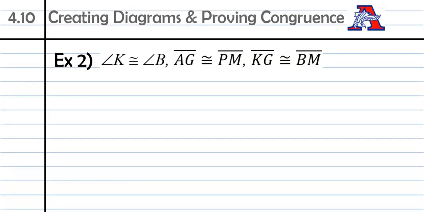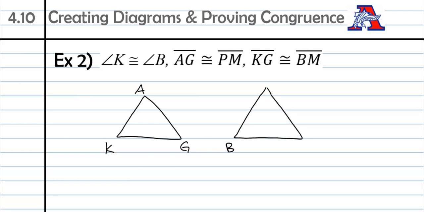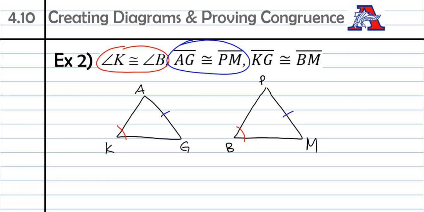All right, example 2, same thing. We're going to draw the same 2 triangles. We're still using KAG, and we're still using BPM. So KAG, BPM, and then we're going to fill in the information that we know. So once again, we know that angle K and angle B are congruent. This time we have AG is congruent to PM. So here's AG, here's PM. They're supposed to be congruent. And then KG and BM. So KG is down here and BM is down here.